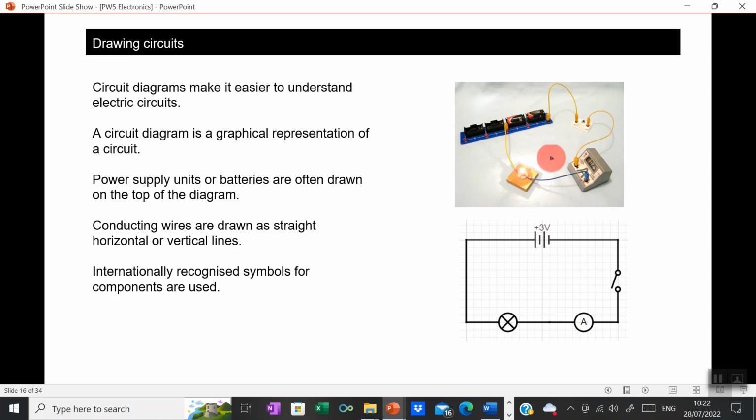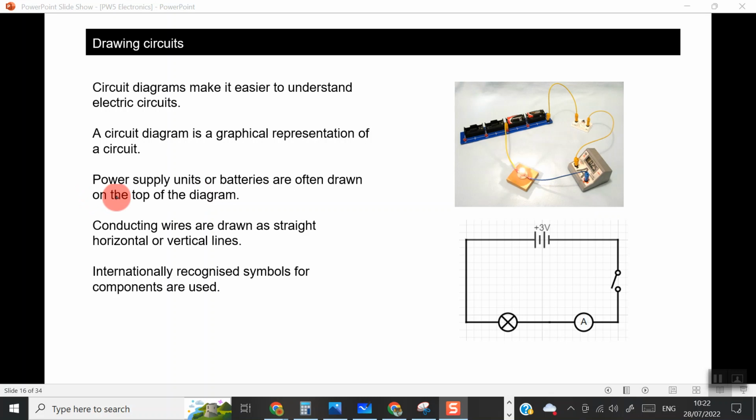So you can see that this enables us to draw these circuits. We can even draw the circuit before we construct it, and it just makes it easier for us to think about the circuit. So circuit diagrams make it easier to understand electric circuits. A circuit diagram is a graphical representation of a circuit. So that's what this is.